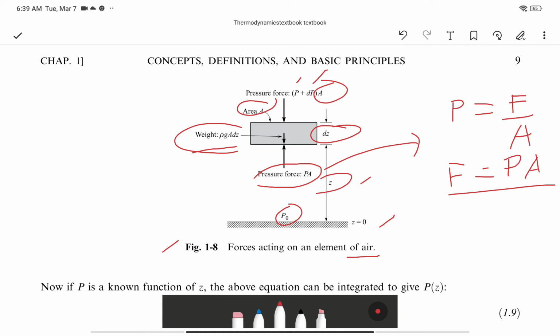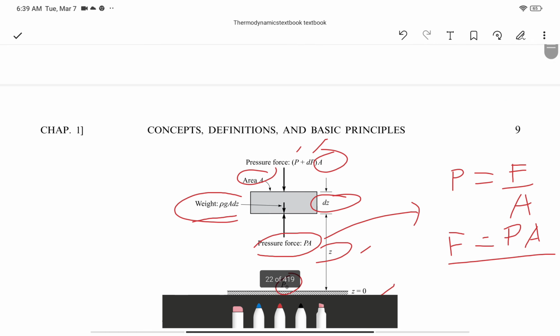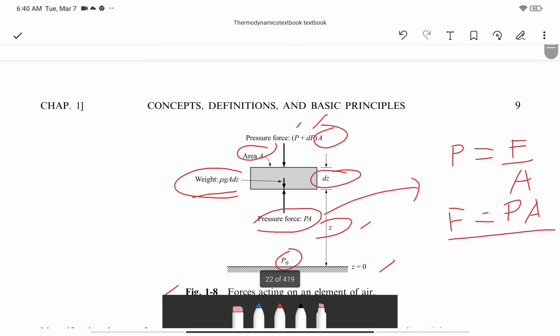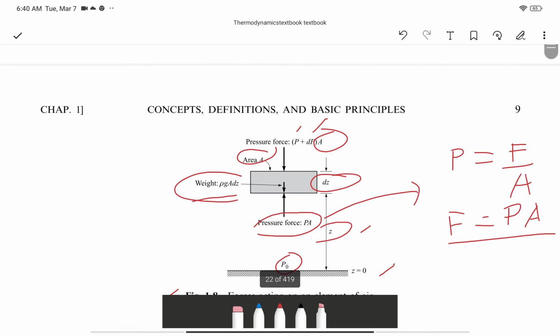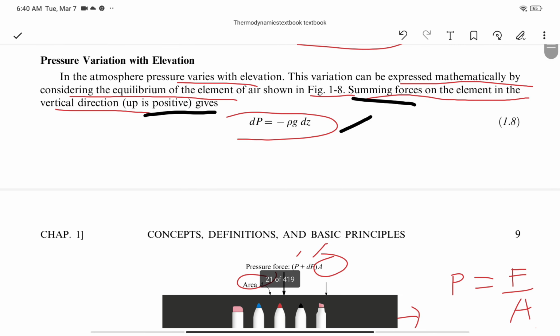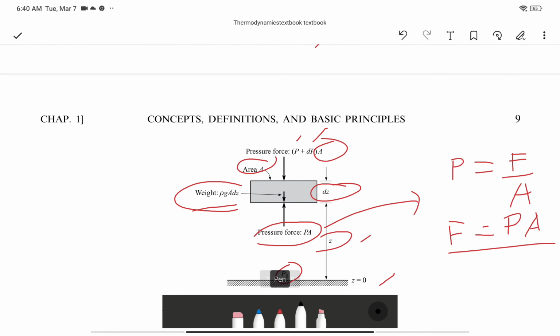Okay? So, according to our discussion here, summing up these forces, you come up with this. Summing all the forces on the elements in the vertical gives you this: dP is equal to negative density, this is density, and this is g, gravitational acceleration. That's constant. dz, dz is this here.